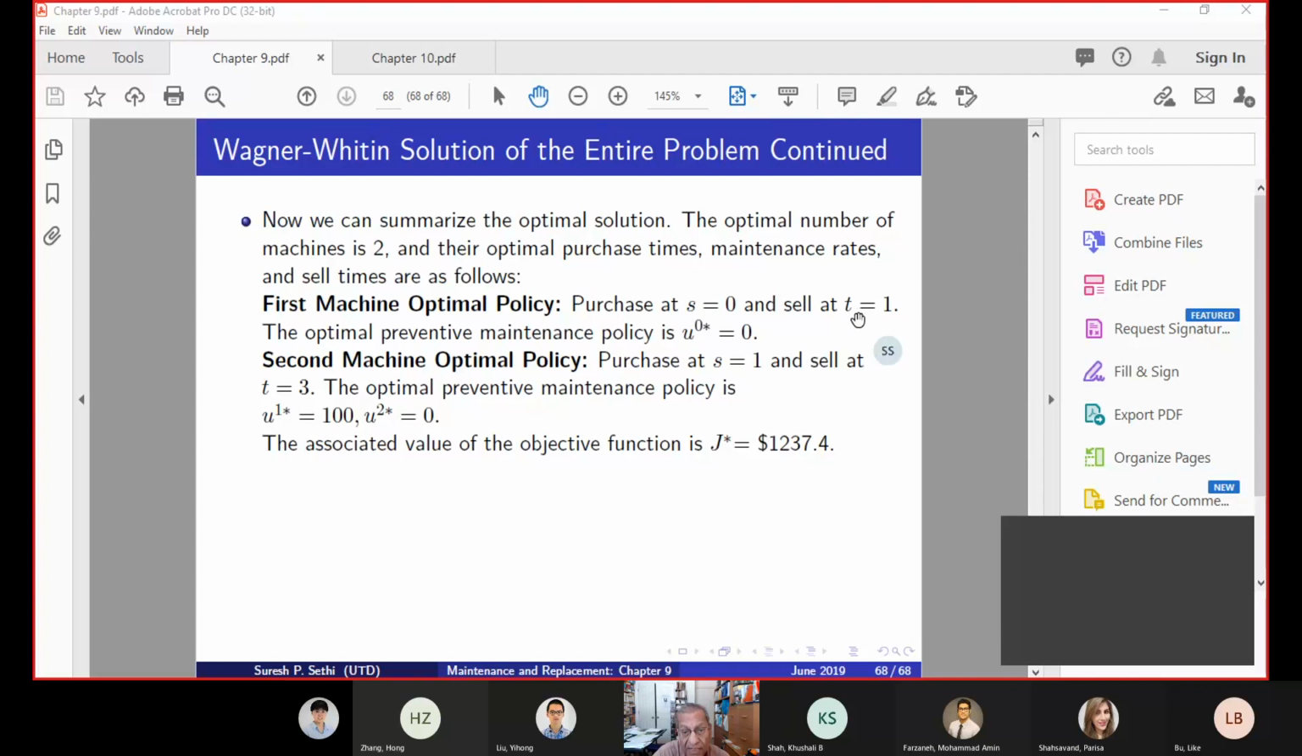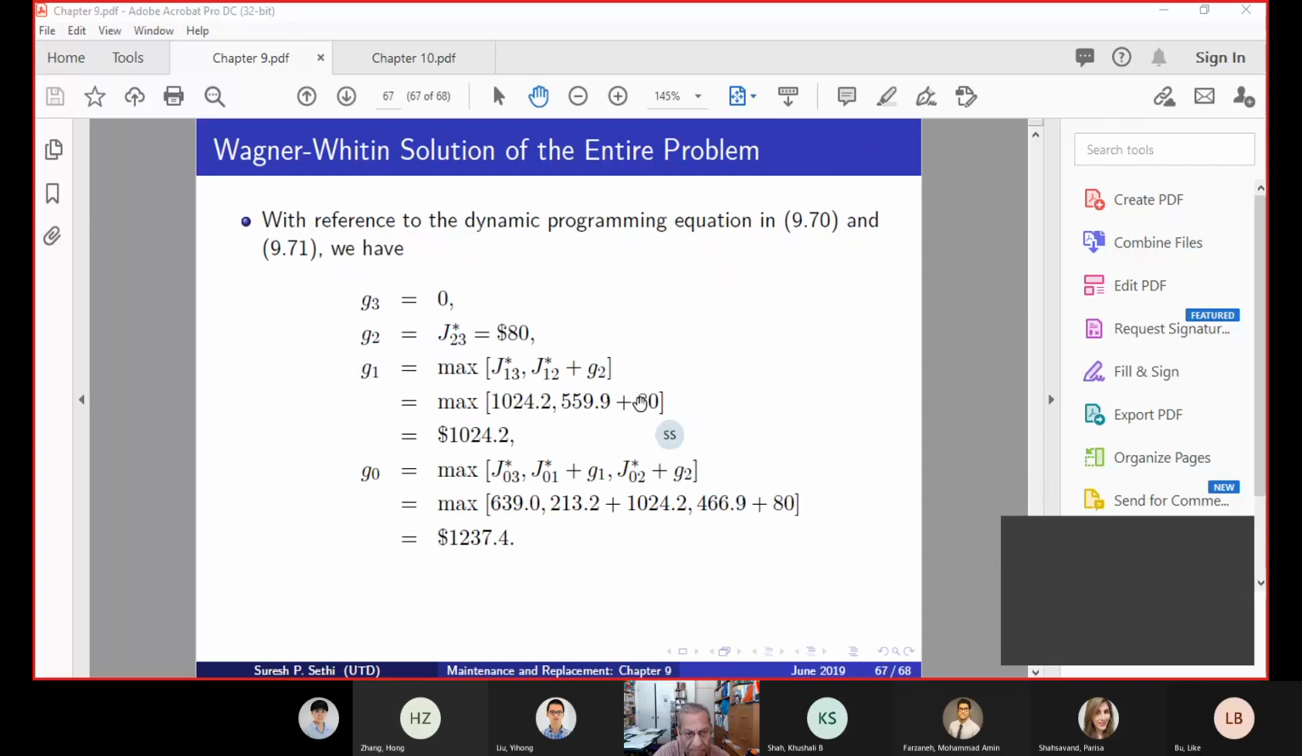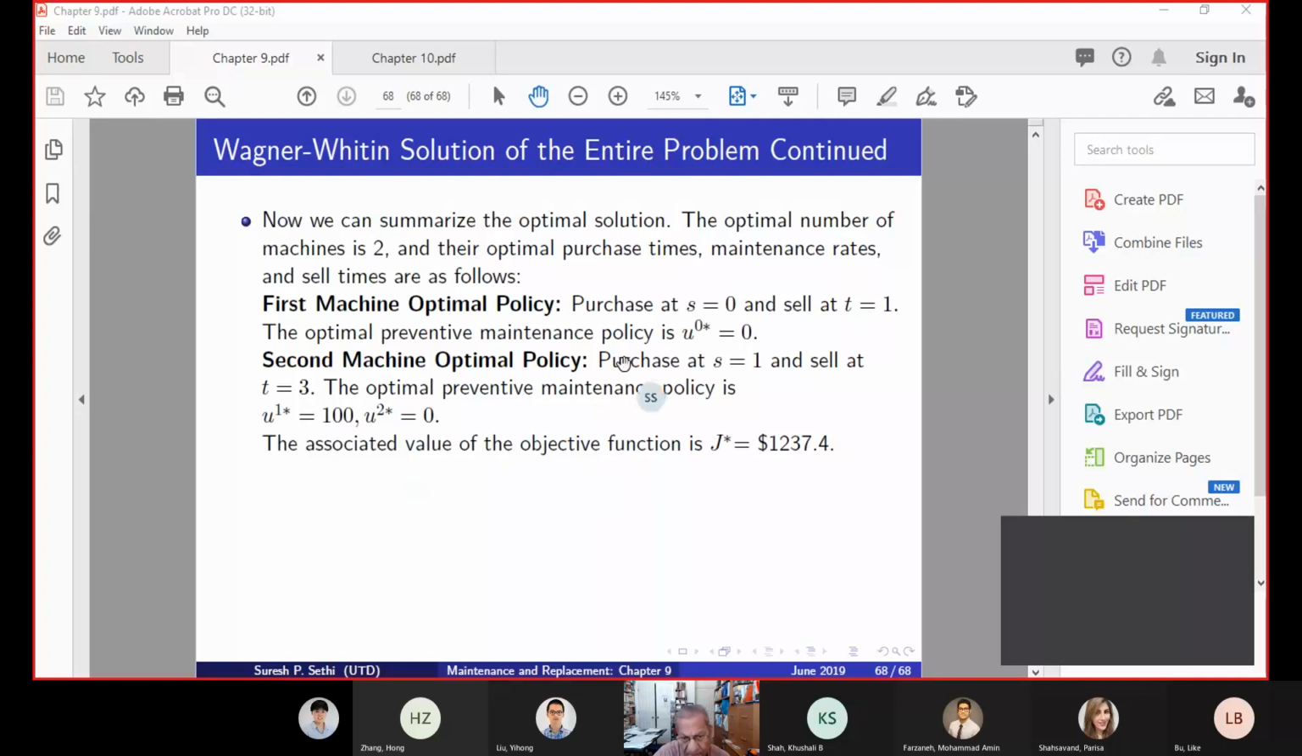So I sell at T equal to 1, with S equal to 0, and I have maintenance policies, not equal to 0. This is the first machine. Oh, no, I'm sorry. When I go this way, I go here, then I go there, I go backwards. So let's go backward. The second machine policy is S equal to 1, sell at T equal to 3, and it's 100 and 0.